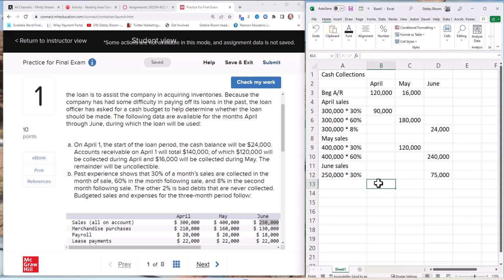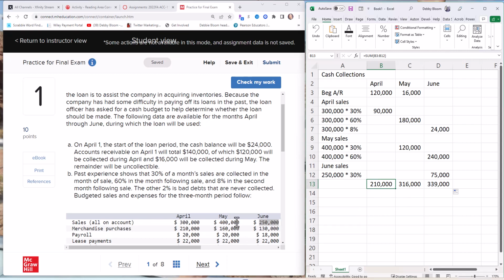So now all I have to do is sum up each column. So I'm just going to sum up the entire column, and Excel will ignore any blank cells. So now I have the total cash collections for the 3 months. Notice that even though April sales are $300,000, we're only going to budget to be collecting $210,000.